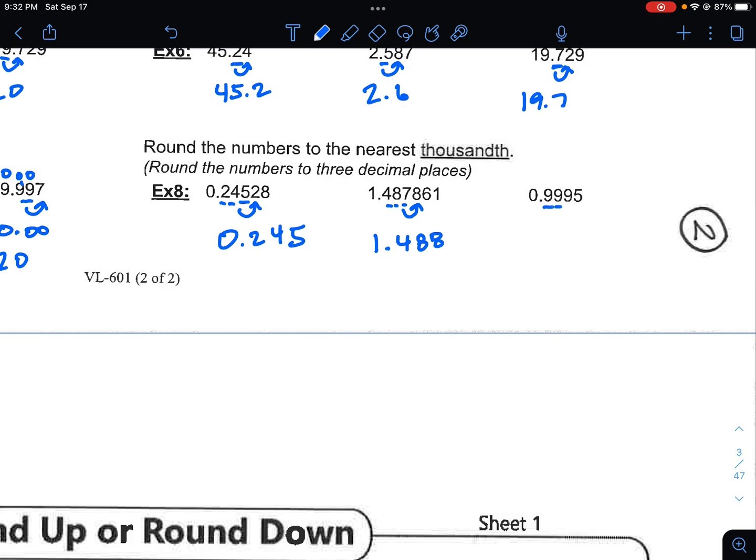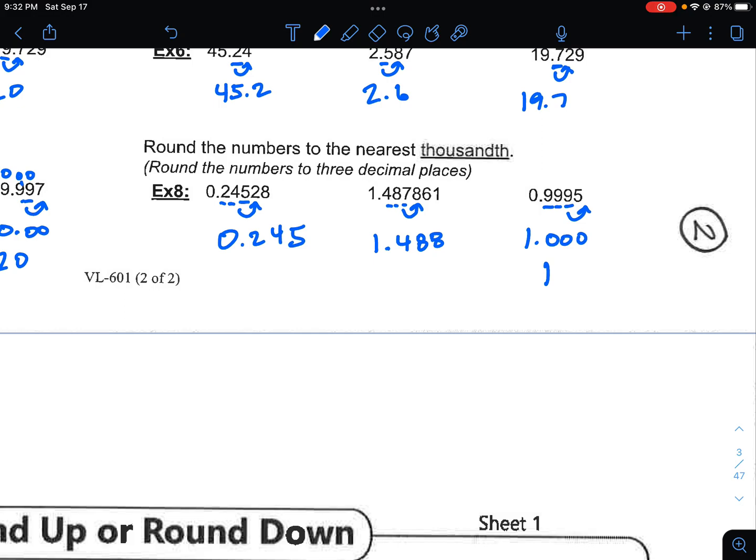And finally, 1, 2, 3. One of these crazy ones where it makes everything go up. So this number goes from 9 to 10, which makes this one get bigger, which makes this one get bigger. This turns into 1.000 or just 1.